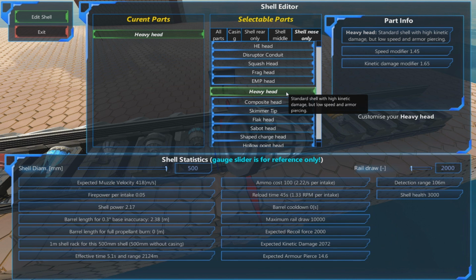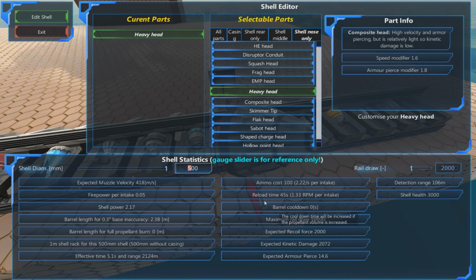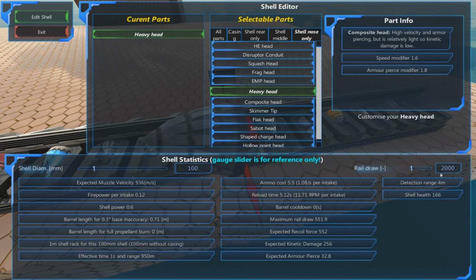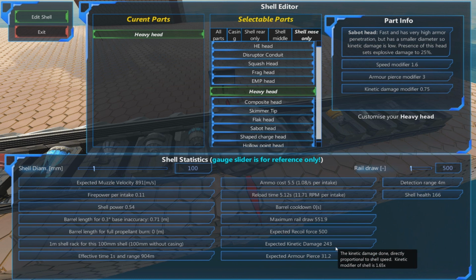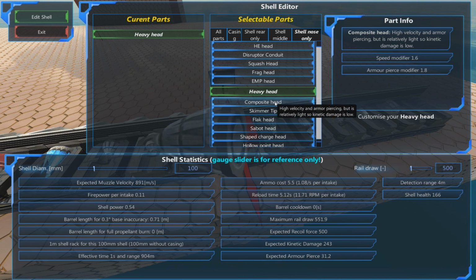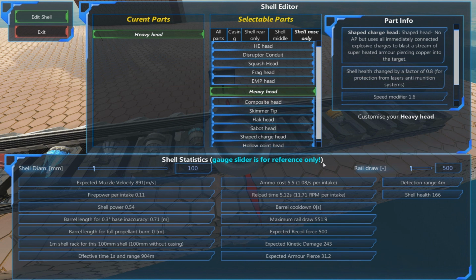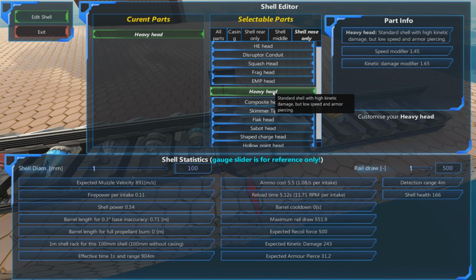So, just to contrast, let's go to 100mm. So, we've got a 100mm shell with a heavy head. It does 243 kinetic damage and 31.2 armor penetration. You go to a composite head, and we can talk about all 3 of these at once actually, because they're all very similar but also different. It's also the slowest out of these 3 heads. It is the lowest speed, although it's still pretty darn fast.